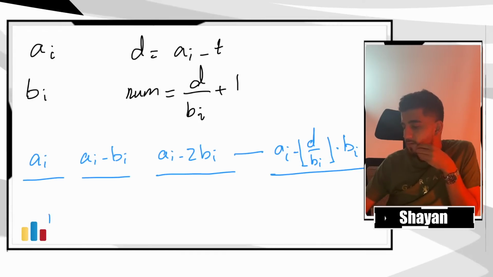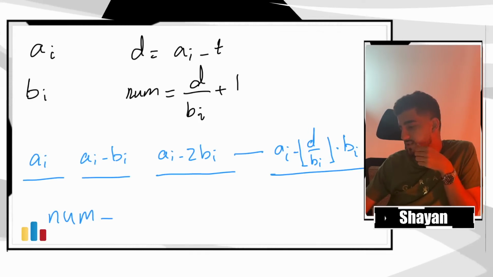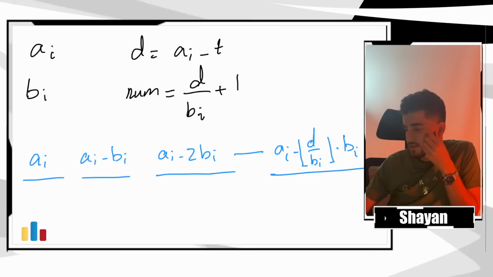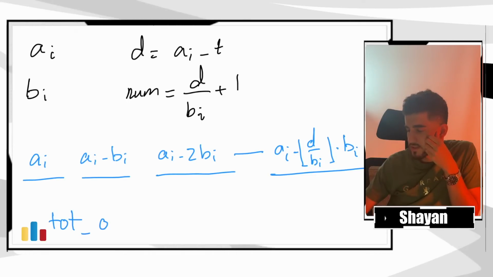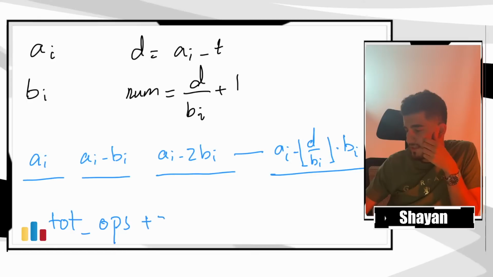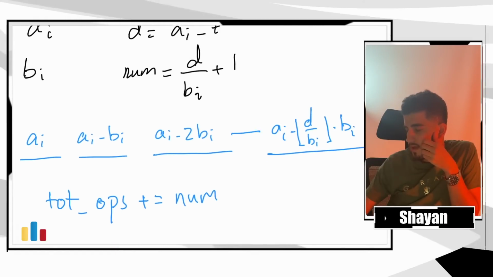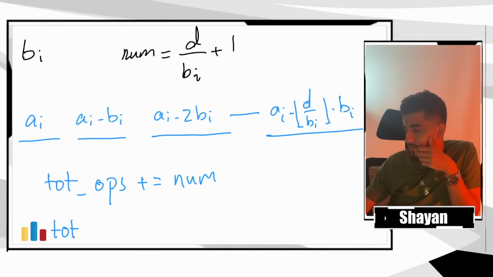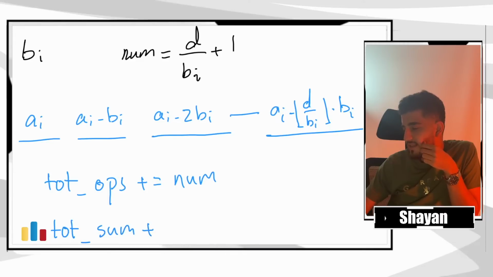So I have some number of operations. My number of operations will be added. Let's call it total operations. It will be added by num, and my total sum will be added by this value.